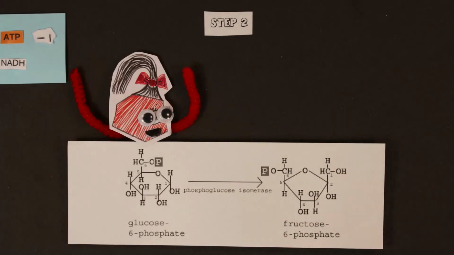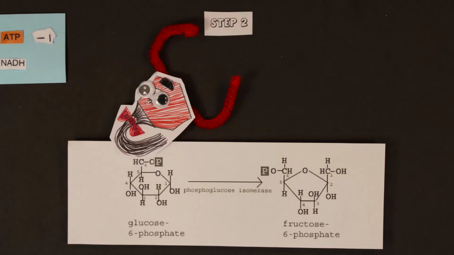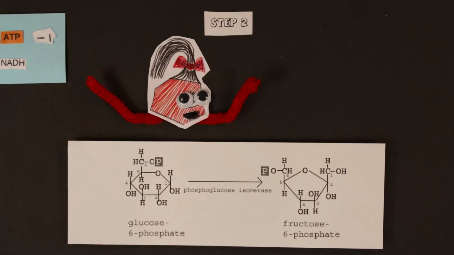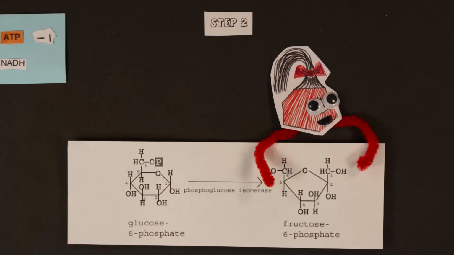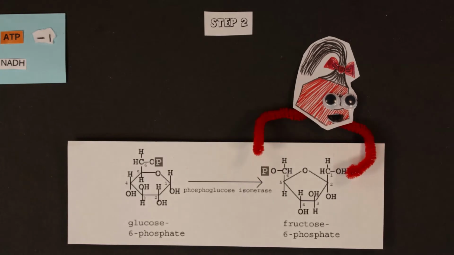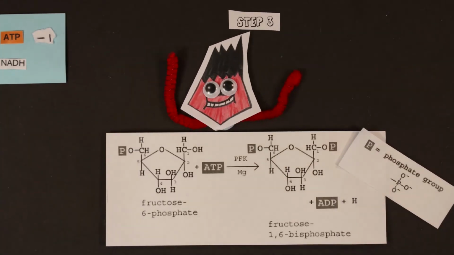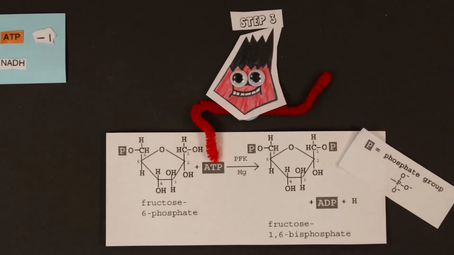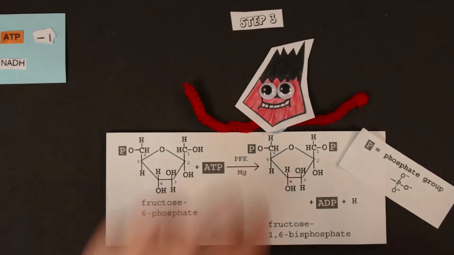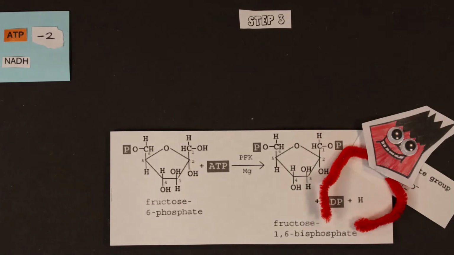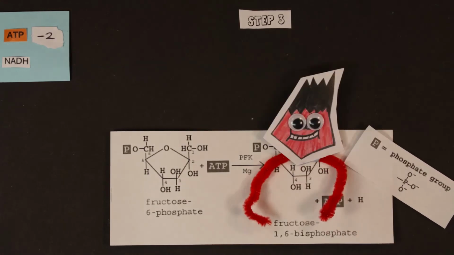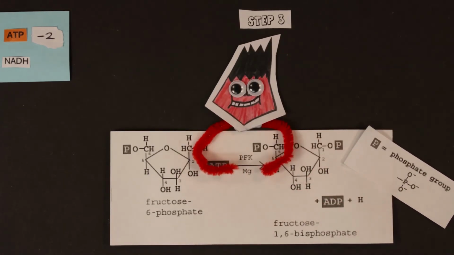Step 2. Phosphohexose isomerase rearranges some of the hydrogen and oxygen atoms in glucose 6-phosphate to make it into an isomer of itself, called fructose 6-phosphate. Step 3. This rearrangement allows phosphofructokinase 1 to transfer a phosphate group from another ATP molecule to the fructose 6-phosphate to produce fructose 1,6-bisphosphate. Magnesium is a cofactor of this process and it is irreversible.